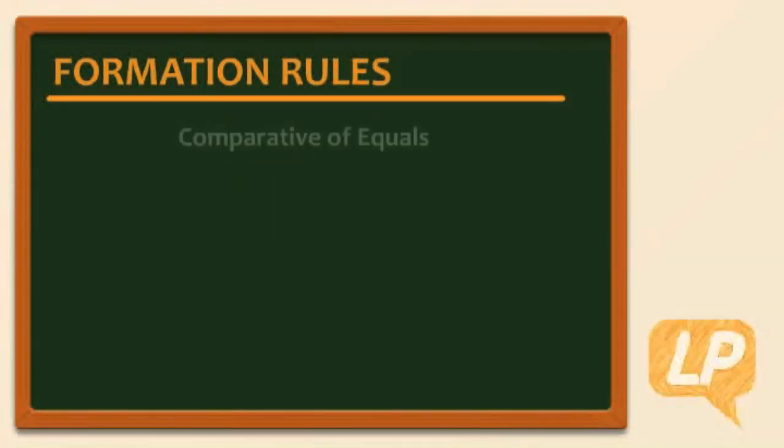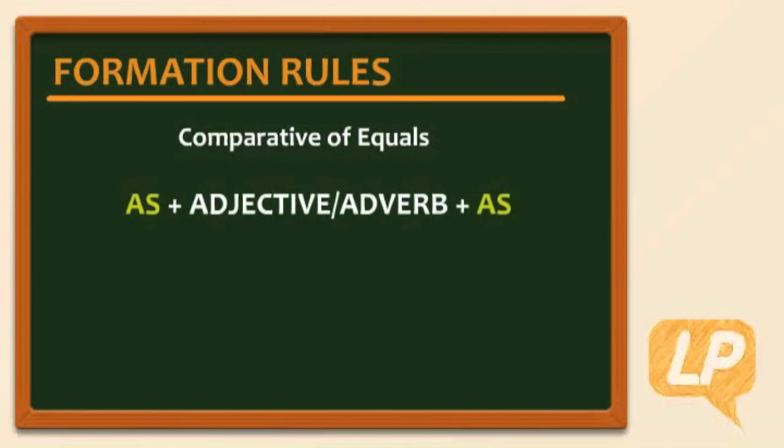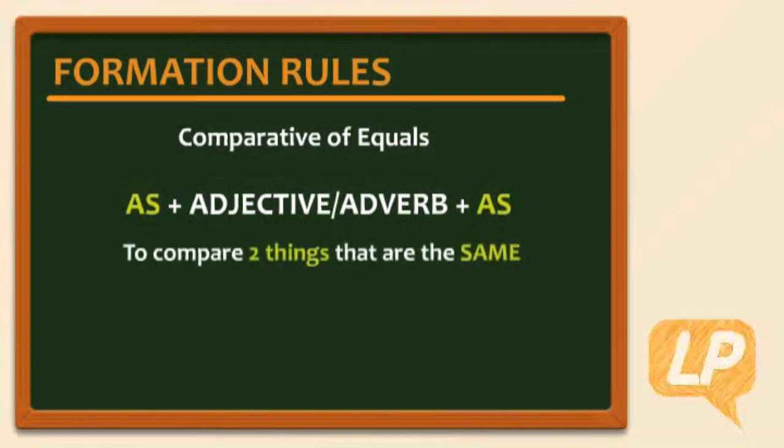And finally, the comparative of equals. As, and not as. The structure as plus adjective or adverb plus as is used to say that the two things being compared are the same. Mary is as intelligent as Susan. They are equally intelligent.